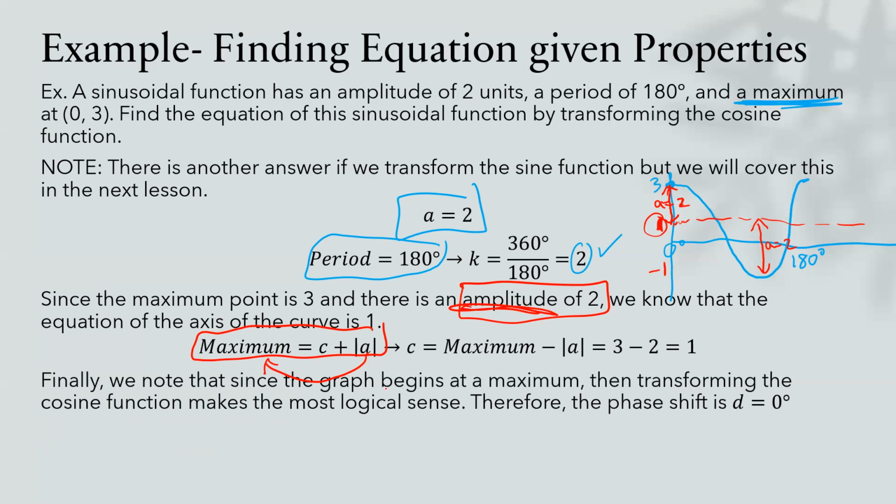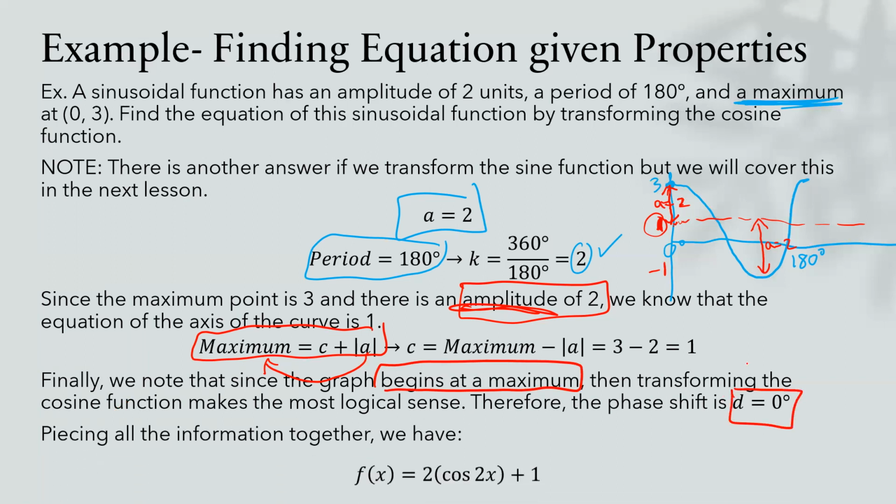Okay, last thing. Again, we talked about this: because it starts at a maximum, it makes sense that transforming the cosine function would be the easiest. And because it already starts at a maximum, the phase shift is just going to be 0 degrees, so you don't actually have to change anything. So putting this all together, we have an a value of 2, which is where this is coming from, a k value of 2 as well, so you put the 2 in front of the x, and then the c value is 1. So we just sub it into our equation, and we are fully done with the transformation there.